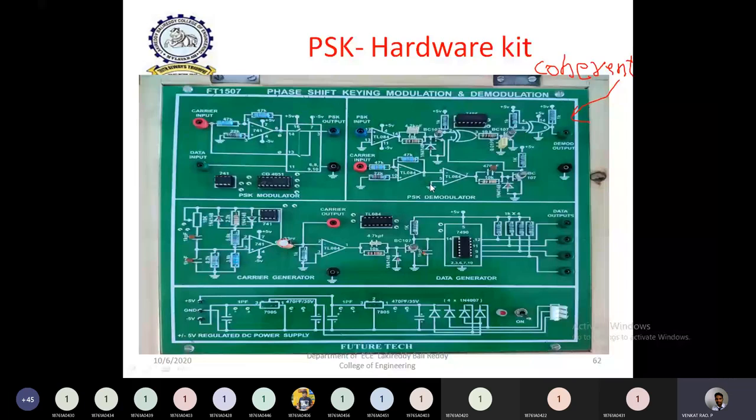Now this is the experimental kit. Based on this, you are going to do the practical experimental analysis. And the last section you can clearly observe is nothing but the power supply. Here, what is the power supply? It is mentioned as 5 volts plus or minus 5 volts regulated DC power supply. That means to operate this circuit, we require only DC voltage, not AC voltage.